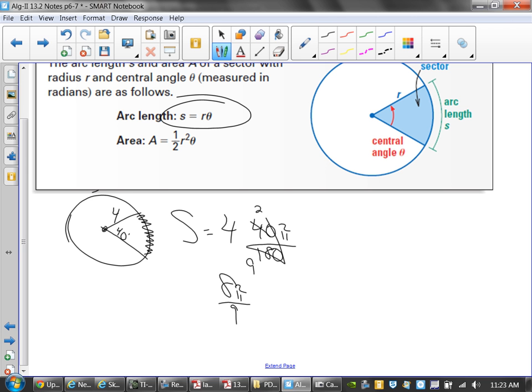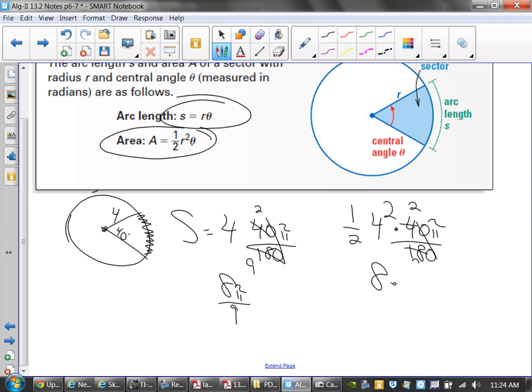If I wanted to find the area of that sector with those same values, the area of the sector in this case is 1/2 the radius squared times theta. Again, theta from degrees, we're going to switch it to radians. So it's times 40 pi over 180. What's 4 squared? 16. What's half of 16? 8. So we get 8 times, well, remember this was 2 over 9. So what's 2 times 8? So you get 16 pi over 9 units squared.